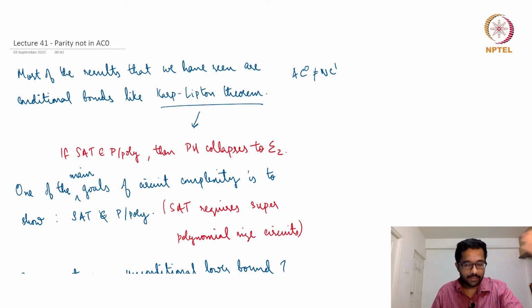So they say things like the Karp-Lipton theorem. It says if SAT had polynomial size circuits, then the polynomial hierarchy collapses, right? It says if this thing happens, then something very unlikely happens. So this thing is very unlikely to happen as well, right? So that's why SAT is unlikely to have polynomial size circuits, right?